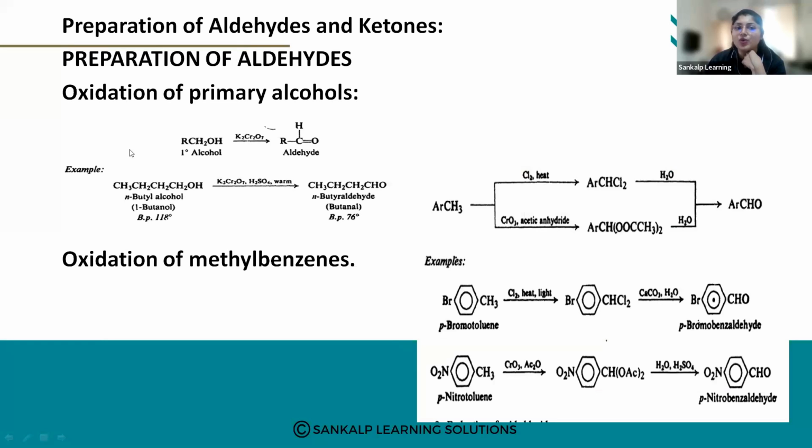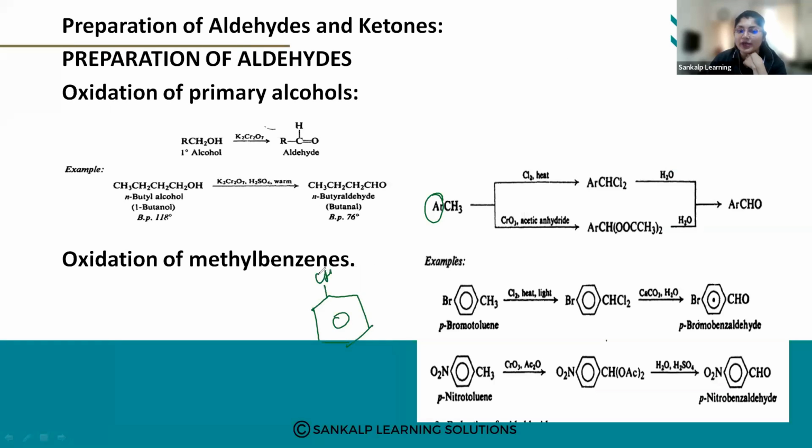When you do oxidation of a primary alcohol, you get what? You get an aldehyde. In the same way, when you do oxidation of methyl benzenes. What do you mean by methyl benzenes? Benzene with a methyl group, also called toluene. Here Ar is nothing but your aromatic compound.